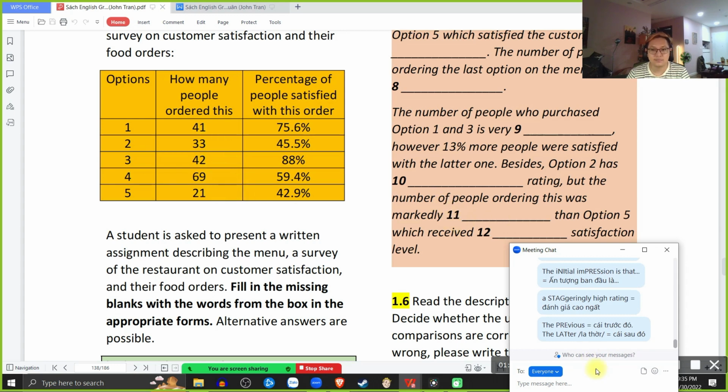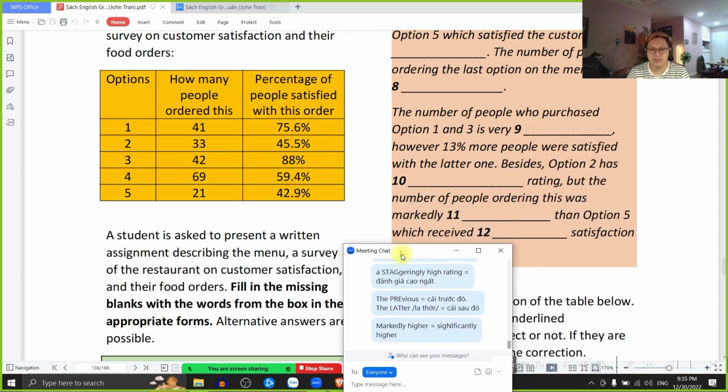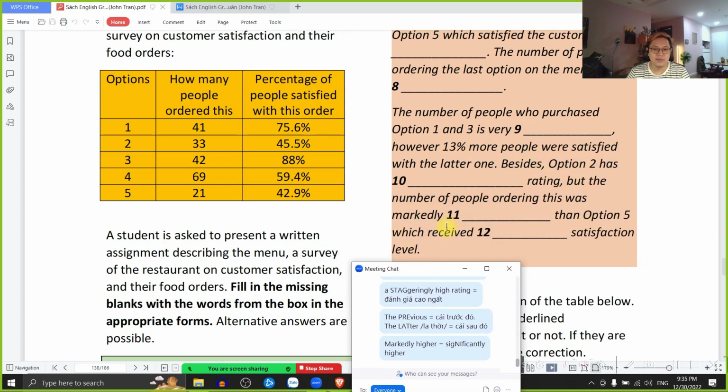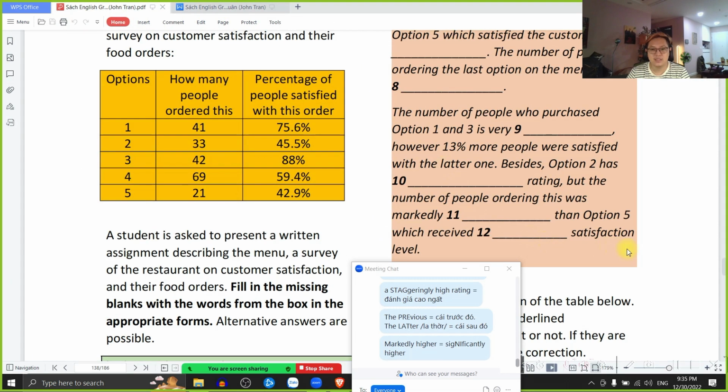Markedly higher. It means significantly higher. Cao hơn nhiều luôn á so với option 5. Mà nó nhận được gì? Which received the worst satisfaction level. Mà nó nhận được cái mức độ mãn nguyện tệ nhất. The worst satisfaction level. You can see.